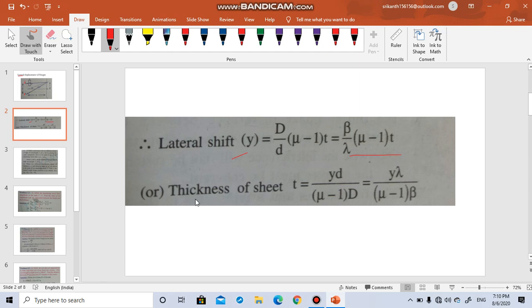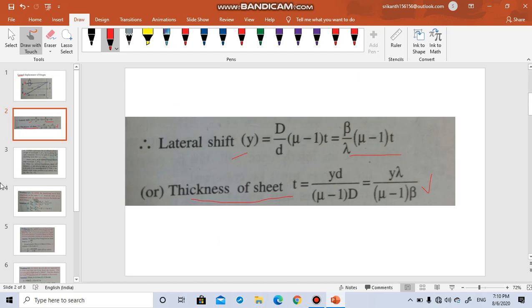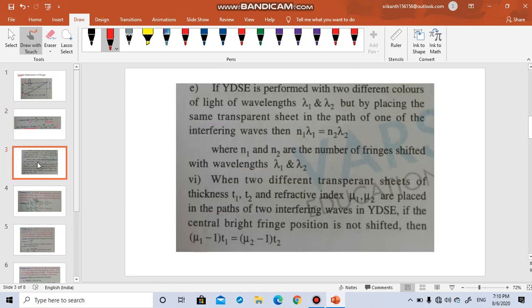So here we can find out the thickness of the sheet also. Small t is equal to yd divided by mu minus 1 into capital D. In terms of fringe width, this is the equation: y lambda by mu minus 1 into beta. So you can find the thickness of the sheet if you put that sheet in front of any of the sources. These are the expressions. Now let us move on.